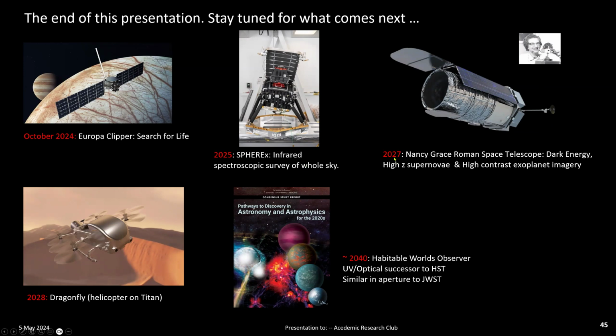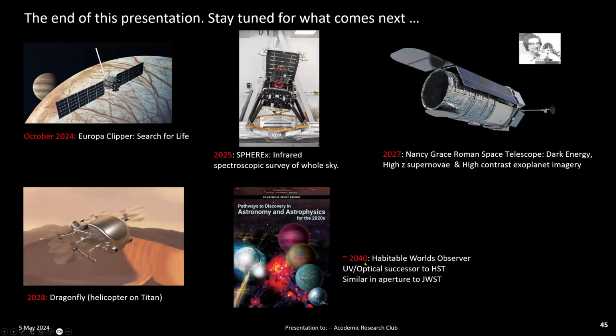And then in 2027, the Roman Space Telescope will be launched. This is a telescope similar in size to the Hubble that will study dark energy. Dark energy is a mysterious phenomenon that is causing the expansion of the universe to accelerate, to increase in its rate of expansion. Then in 2028, a really cool mission called Dragonfly, which will be a helicopter that will explore the surface of Titan, the biggest moon of Saturn.